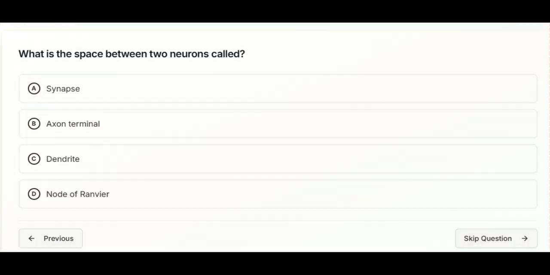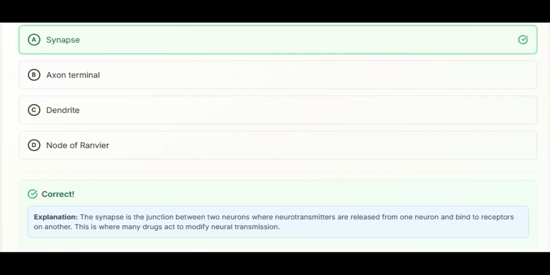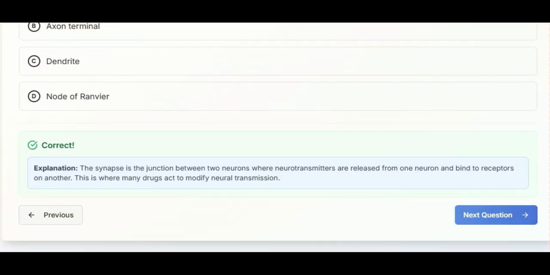What is the space between two neurons called? Synapse, axon terminal, dendrite, or node of Ranvier? Synapse. The synapse is the junction between two neurons where neurotransmitters are released from one neuron and bind to receptors on another. This is where many drugs act to modify neural transmission.